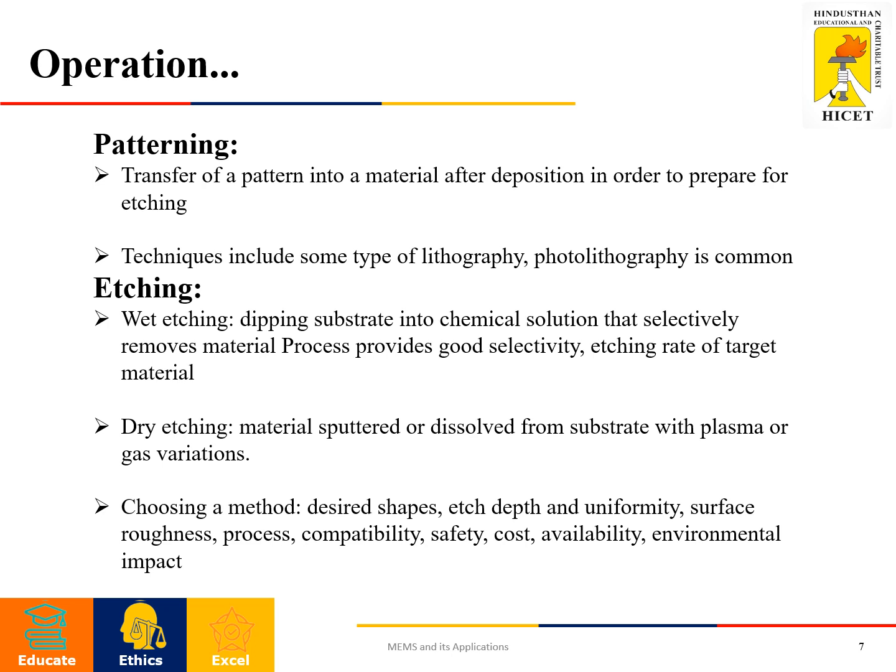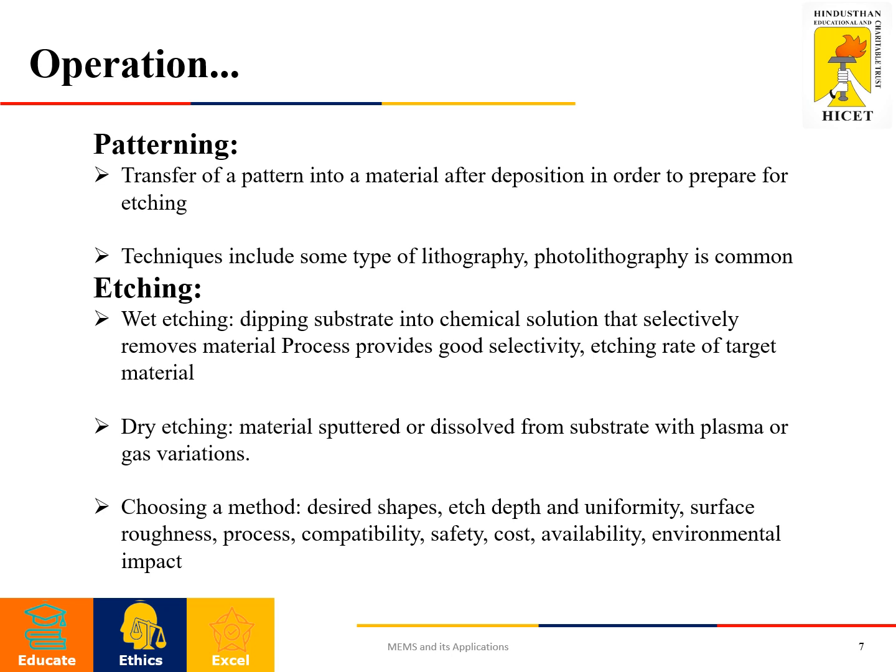Then the etching process. There are two different types of etching. The first one is wet etching, the second one is dry etching. In wet etching, the substrate is dipped into chemical solutions, so the name itself, wet etching. It dips the substrate into a chemical solution that selectively removes the material, a process that provides good selectivity and etching rate of target materials.